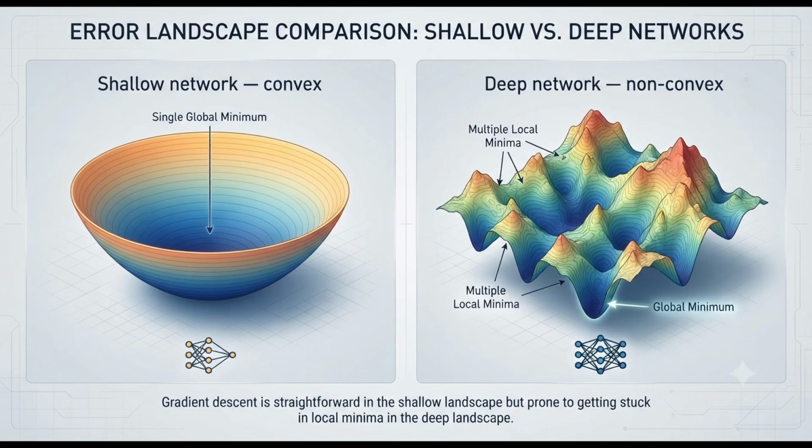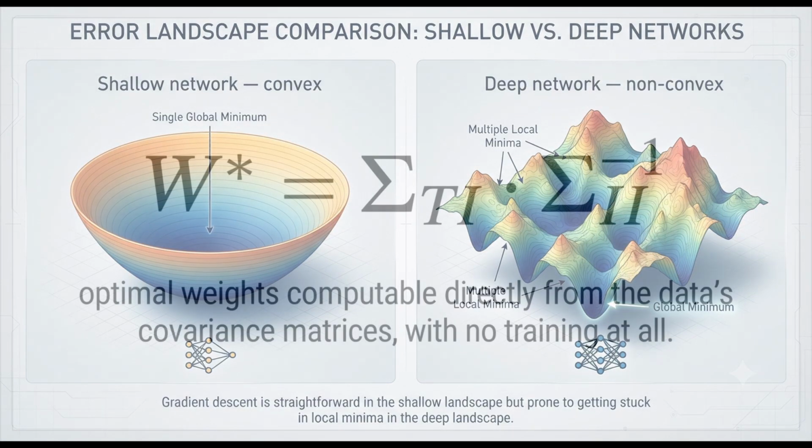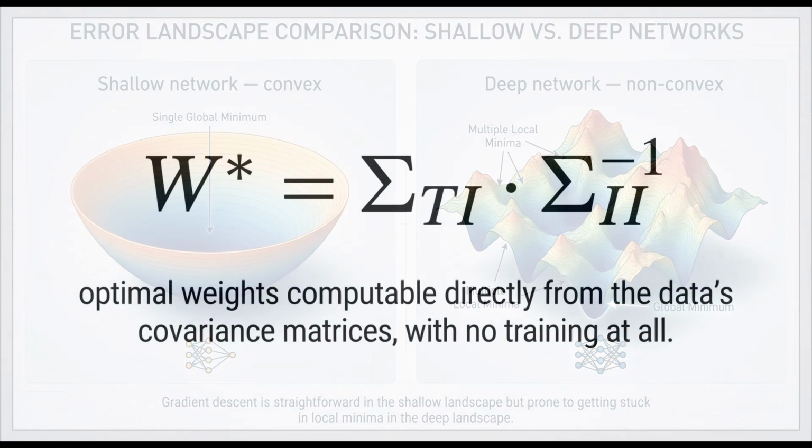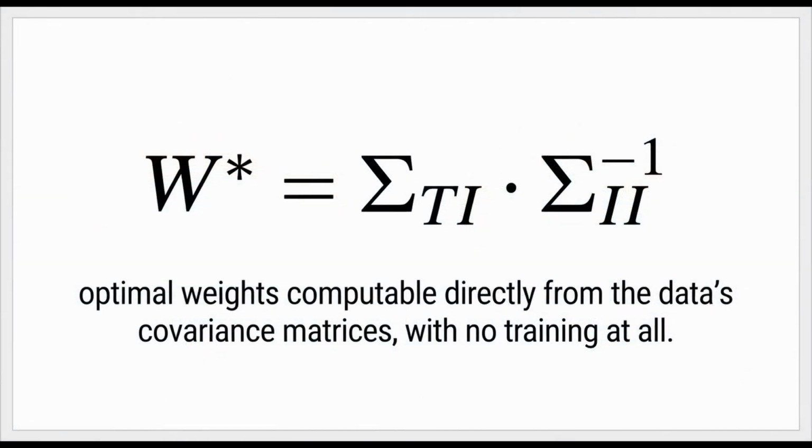But the real highlight for shallow networks is this: these error functions are convex. Picture it as the error landscape having the shape of a single, large bowl, with no local valleys the gradient descent could get stuck in. For linear regression, you can even compute the optimum in closed form, exactly, with no iterative training at all, using the covariance matrices of the data.